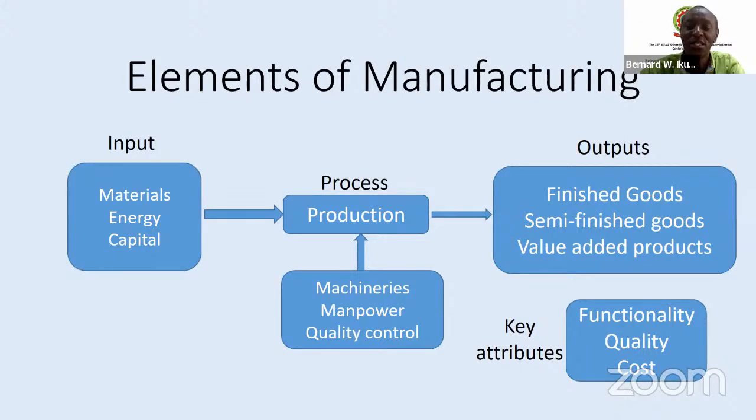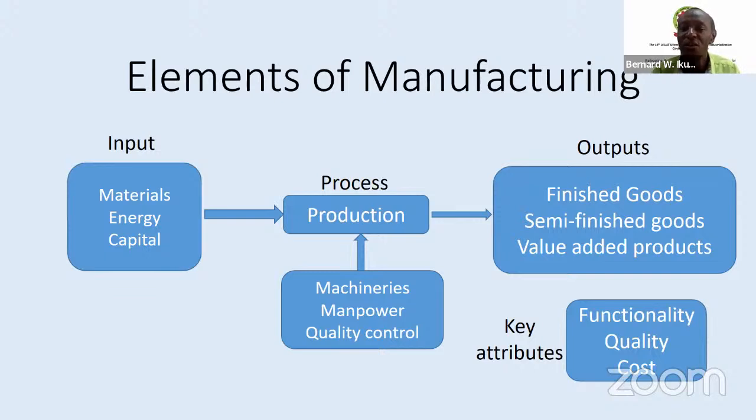Then the process, that is the production. You may require machineries to do that, manpower, and a lot of planning, forecasting, quality control, and so on, if you are to be competitive. Then the outputs are actually the finished goods that are sellable. They could also be semi-finished or just value-added products.